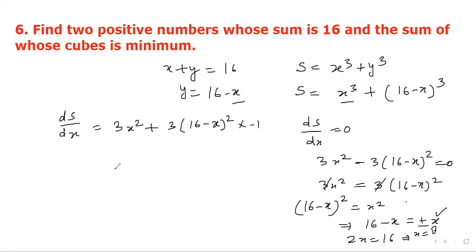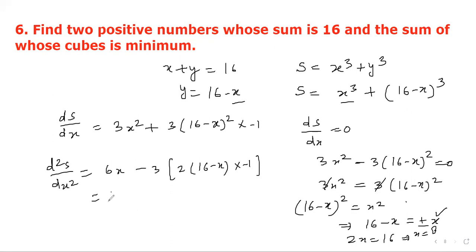Now we try the second derivative, d2s by dx2, which will become 6x minus 3 times the derivative of this, which will be twice of (16 minus x) times minus 1. So 6x plus 6 times (16 minus x). Now, at x equal to 8, this value will be positive: 6 into 8 plus 6 times 8, which is greater than 0. Hence, the function is minimum. Thank you for watching.